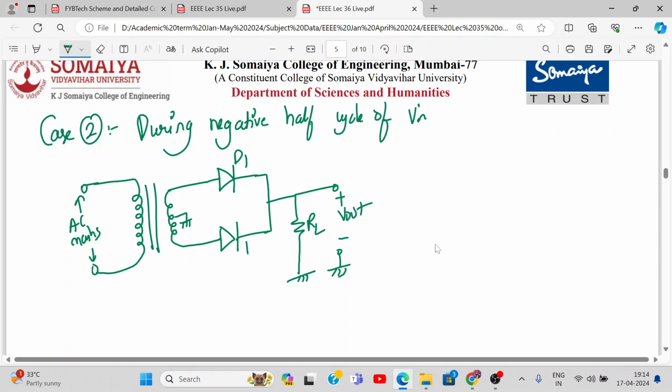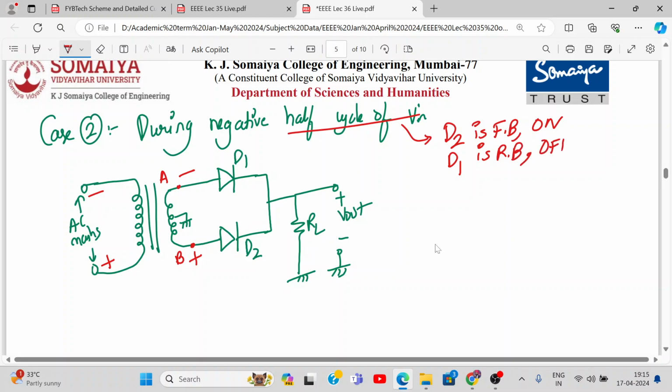Now tell me which of the two diodes are on. So let me show you the polarity. Negative half cycle means this is negative, this is positive. So this point A with respect to B is negative. Tell me which is on, which is off. Yes. So during negative half cycle of the input, D2 is forward bias, hence it is on. What about D1? Reverse bias, hence it is off. Okay, so here it is replaced with a short circuit and here it is replaced with an open circuit, correct?